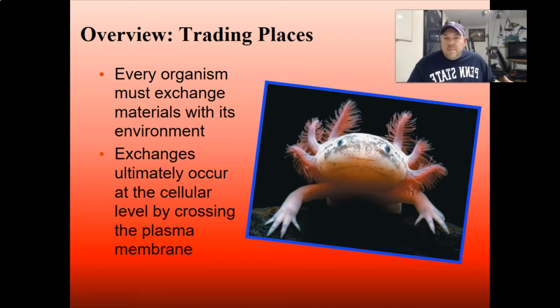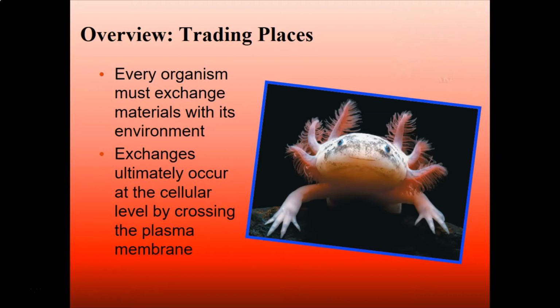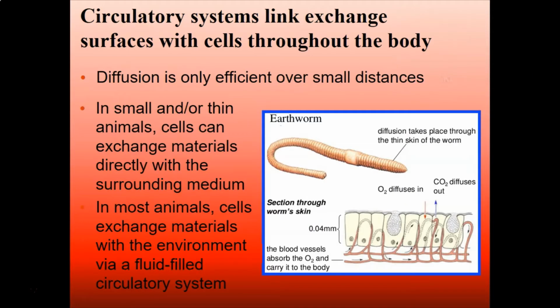So, what are we talking about mainly for us today? We're talking about oxygen, carbon dioxide, gas exchange, right? But there's other things as well that have to get moved around via our circulatory system. Okay, so circulatory systems link exchange surfaces with cells throughout the body.